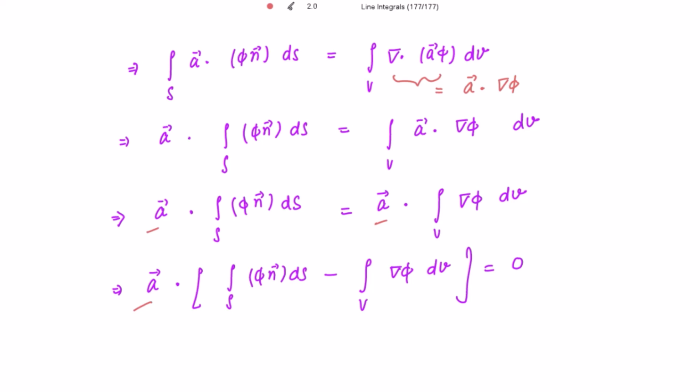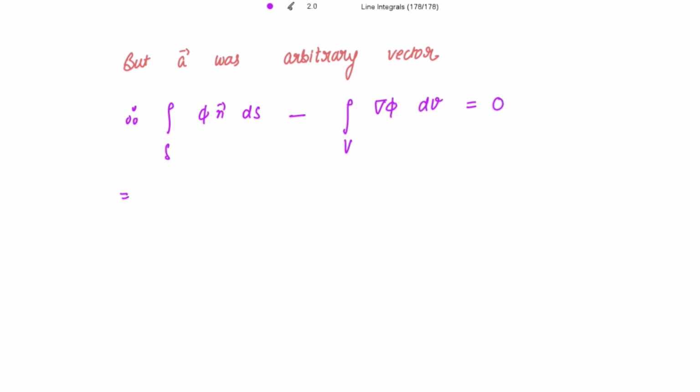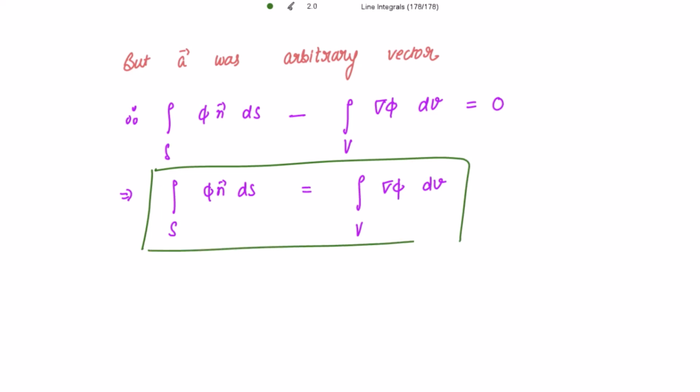So A vector was an arbitrary vector. So for this dot product, this bracket must be equal to 0, because A vector was arbitrary. Therefore, the surface integral of phi n vector ds minus the volume integral of grad phi dv is equal to 0. This implies the surface integral of phi n vector ds is equal to the volume integral of grad phi dv. So we have proved the second result also.